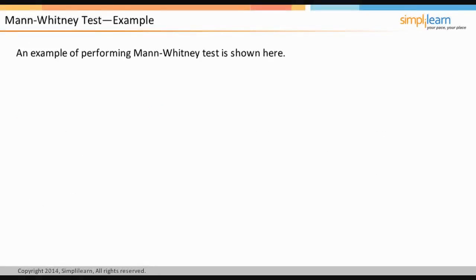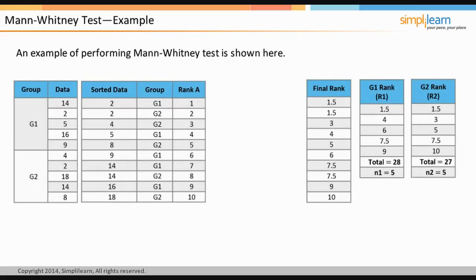Let us look at an example of the Mann-Whitney test in this screen. Suppose you have two sets of data, G1 and G2. The G1 values are 14, 2, 5, 16, and 9, and the G2 values are 4, 2, 18, 14, and 8. Now, combine the G1 and G2 values, sort them in ascending order, and mention the group name against each value. Next, rank the groups from 1 to 10 and check if any values are identical.